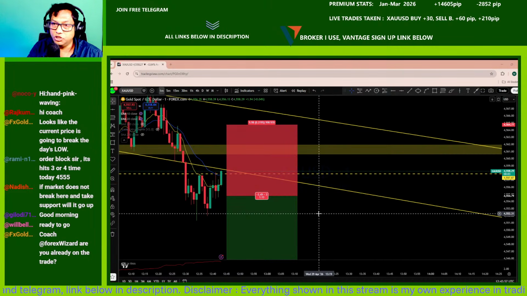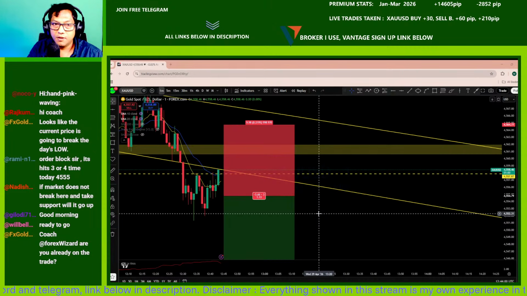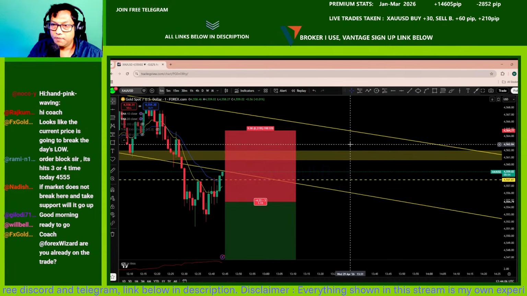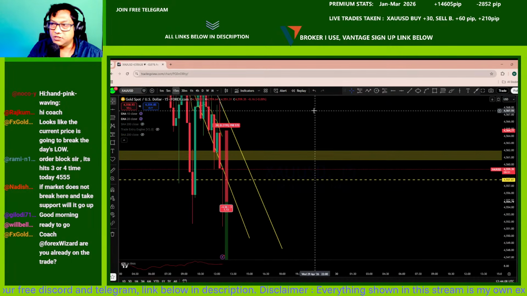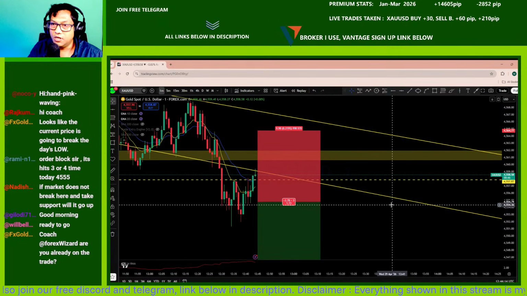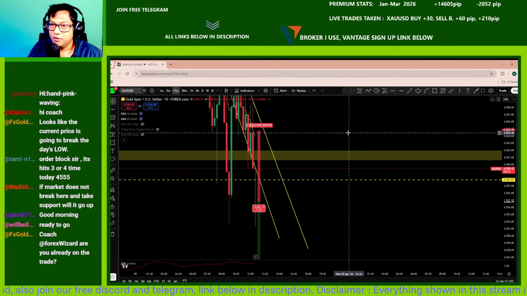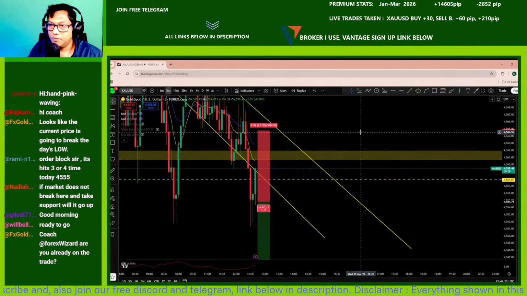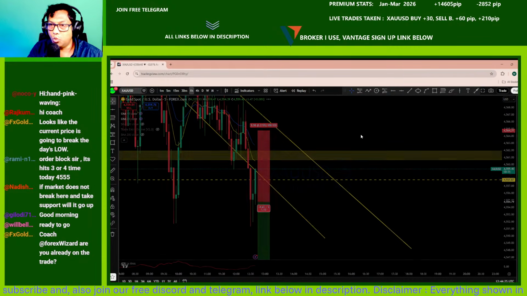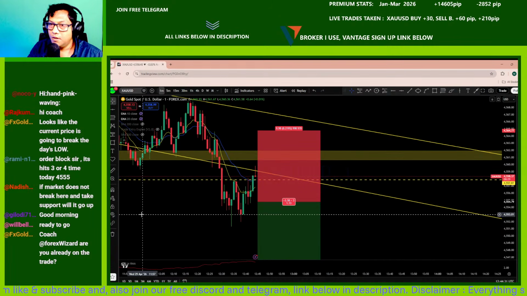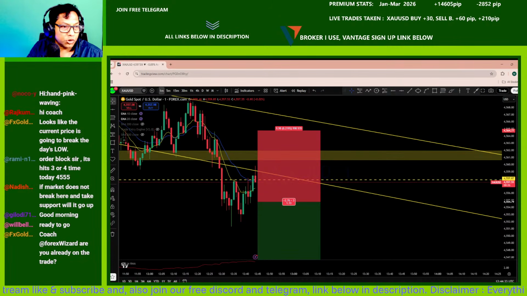what I think is potentially an entry opportunity at this level. The 15 minutes market structure almost reached that liquidity zone, and it's also the 1 hour resistance line. So I'm looking here for a possible sell entry in that area.